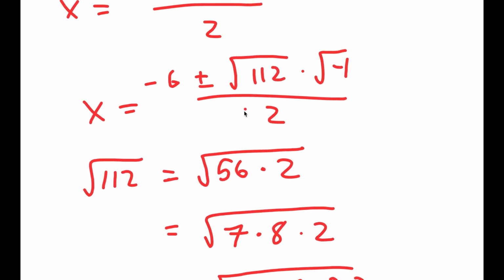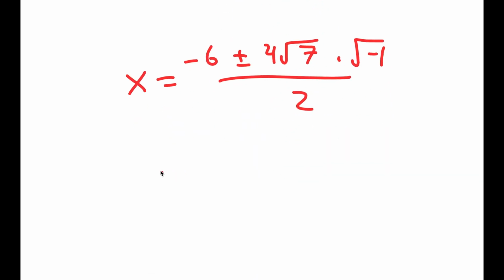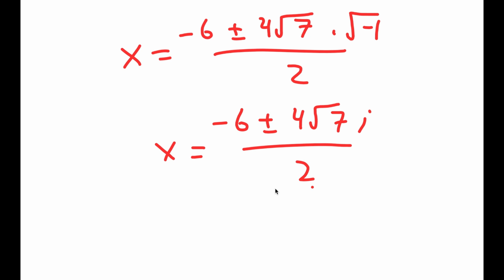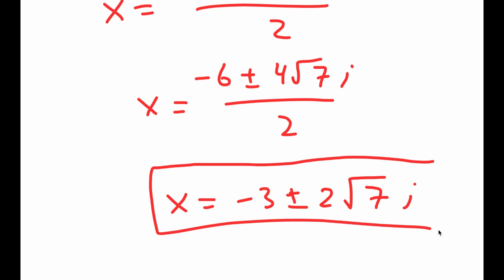So, now going back over here, I get x is equal to negative 6 plus or minus 4 root 7 times the square root of negative 1 over 2, which is equal to negative 6 plus or minus 4 root 7 times i, because the square root of negative 1 is equal to the imaginary number i. And I have this over 2. And negative 6 divided by 2 is negative 3. 4 divided by 2 is 2. So I get negative 3 plus or minus 2 root 7 i. So this is 2 more solutions to this equation.